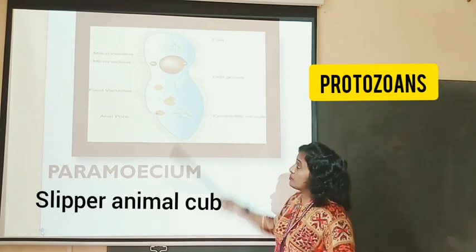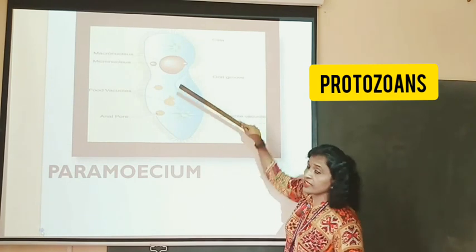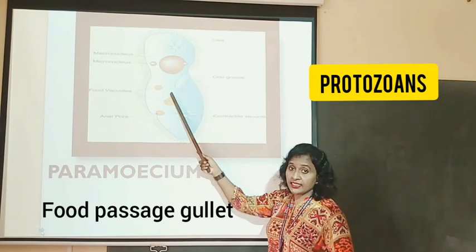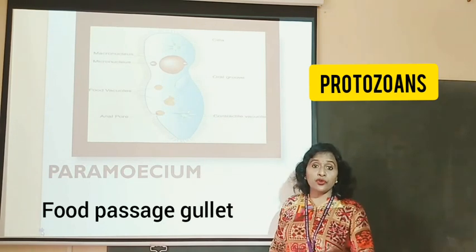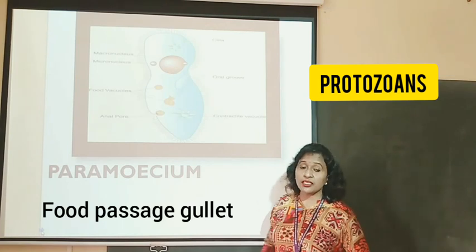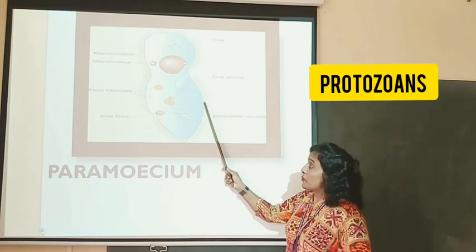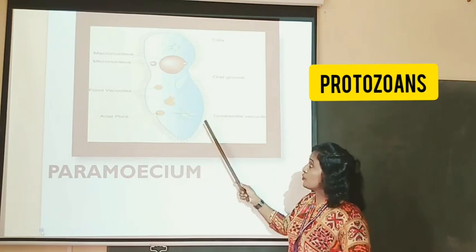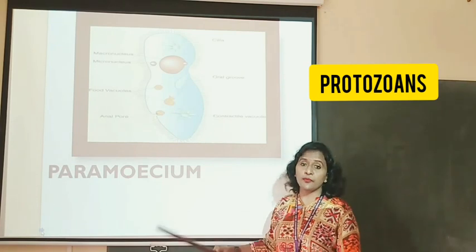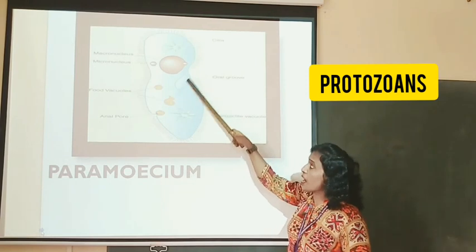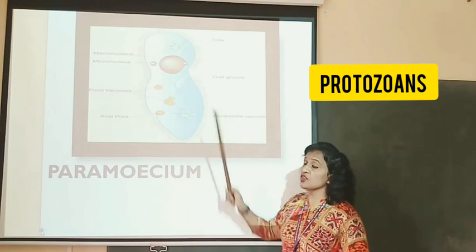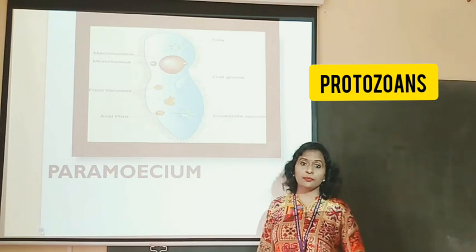These organisms also have a cavity called the gullet. This gullet will take the food material from the external environment during the movement of these organisms. So while cilia help in the movement, the water will pass along with the food material into the gullet, and this way the organism gets the food material.